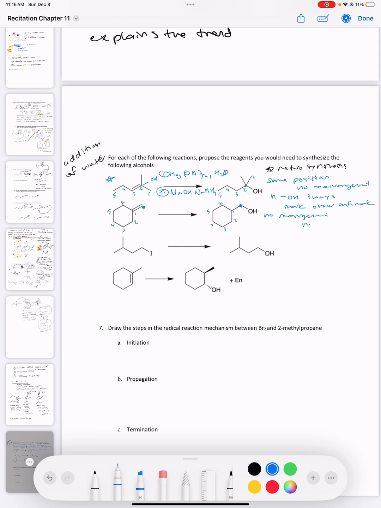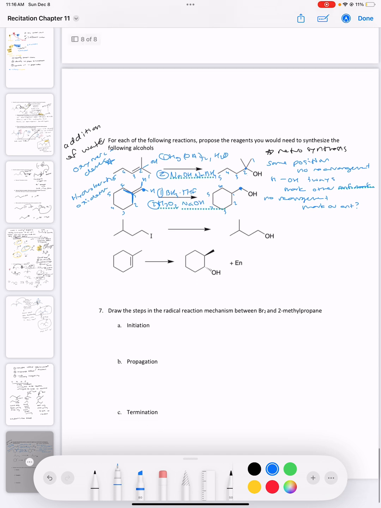Then I'm going to consider, is it Markovnikov or anti-Markovnikov? It is on the less substituted side. This side has 2 substitutions. This side has a hydrogen and hydrogen. So this is the less substituted side. So this would be BH3 with THF, and then H2O2 and NaOH. So the previous one was oxymercuration, demercuration, and this second one is hydroboration, oxidation.